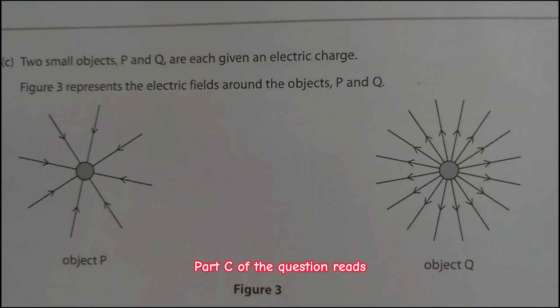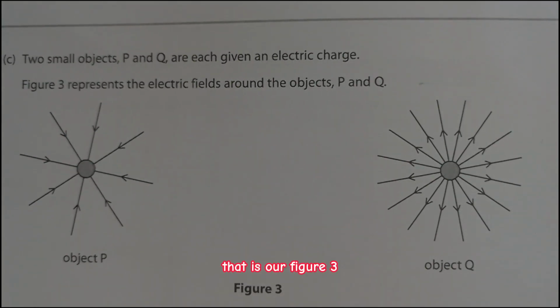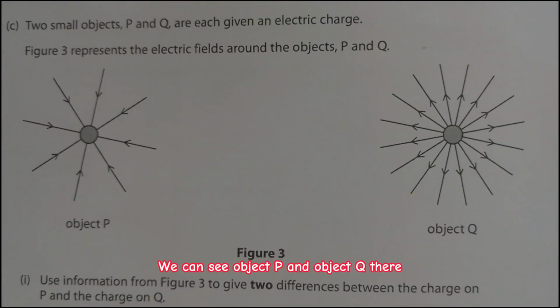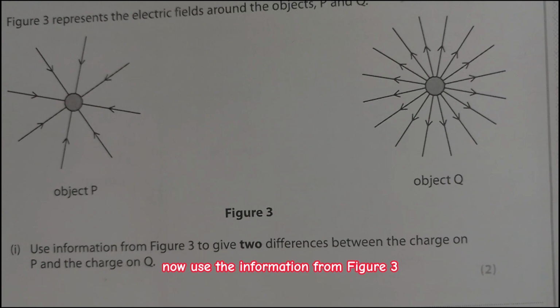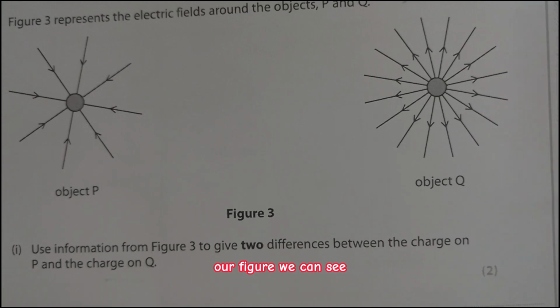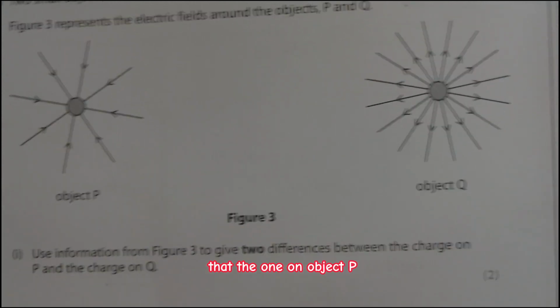Part C of the question reads, two small objects P and Q are each given an electric charge. Figure 3 represents the electric fields around the objects P and Q. That is our figure 3. You can see object P and object Q there. Now, use the information from figure 3 to give two differences between the charge on P and the charge on Q.